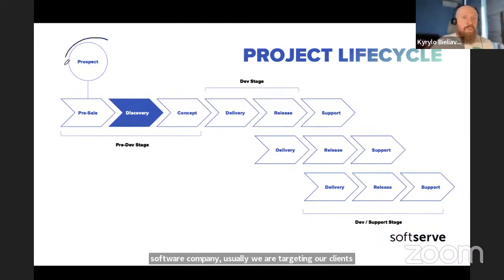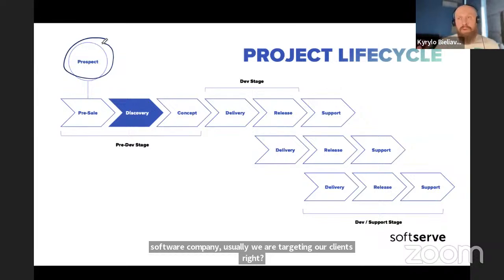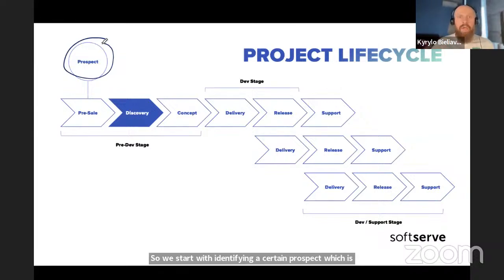So we start with identifying a certain prospect, which is a potential client, a company searching for some sort of software development. And the first stage usually is called the pre-sale. Well, when we try to understand whether this company will have some interesting projects for us, or whether we can suggest some interesting services for this company. So we're trying to understand and evaluate each other, basically.